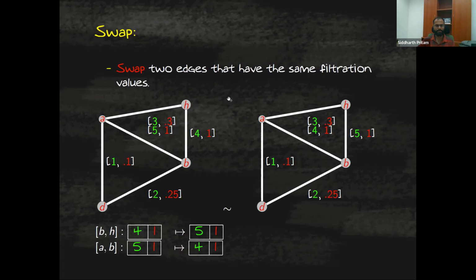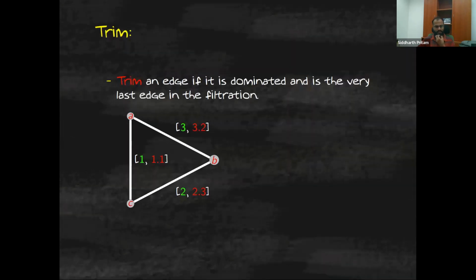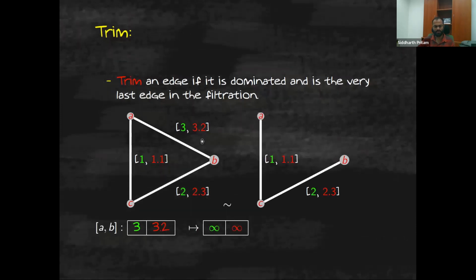So this is swapping. And then the last one is trim, which is essentially a special case of shifting. If the dominated edge is the very last one in the filtration, then I can choose the next filtration value as infinity. I can shift it to infinity, which is essentially trimming, removing it. So you change these two values to infinity. Basically I trim it out, remove this edge. So these are the 3 basic operations we perform over the edges.